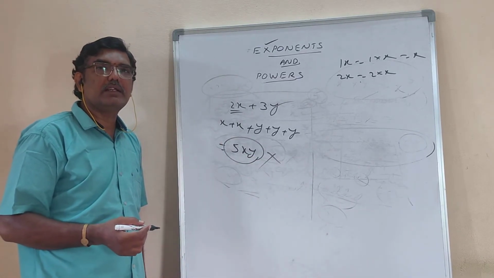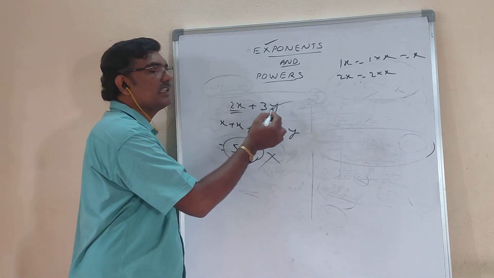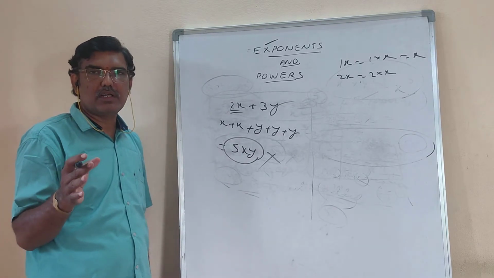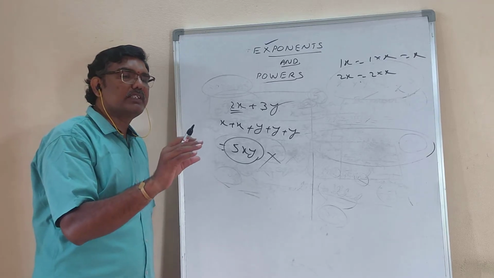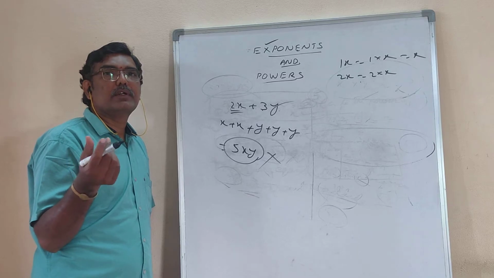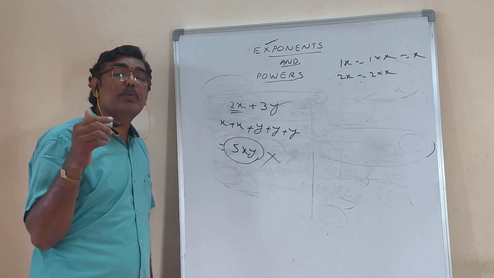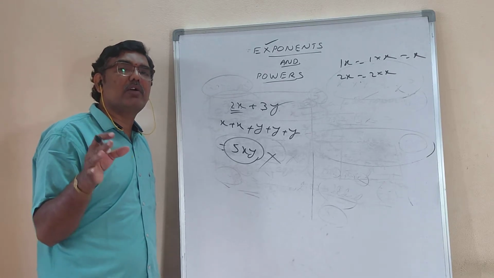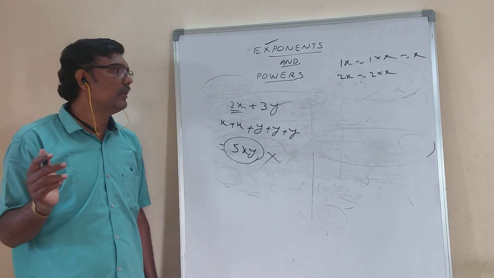You can't write it. See, 2 chocolates plus 3 biscuits. Can you add a chocolate with a biscuit? See, your brother gave you 2 biscuits, and your father gave 3 more biscuits. If I ask how many biscuits in total, you can say 5, because they are like terms.